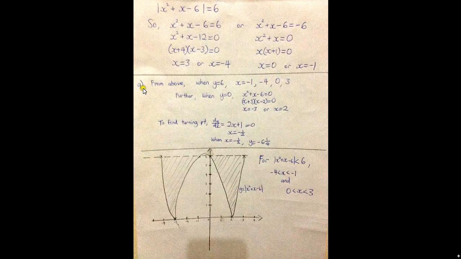Second part, in part A, we need to sketch the graph of y is equals to modulus of x squared plus x minus 6. From what we have solved earlier, we have already obtained the values when y is equals to 6, x is equals to the four corresponding values in the first part. So this will be the four coordinates when y is equals to 6, x is equals to these four values.